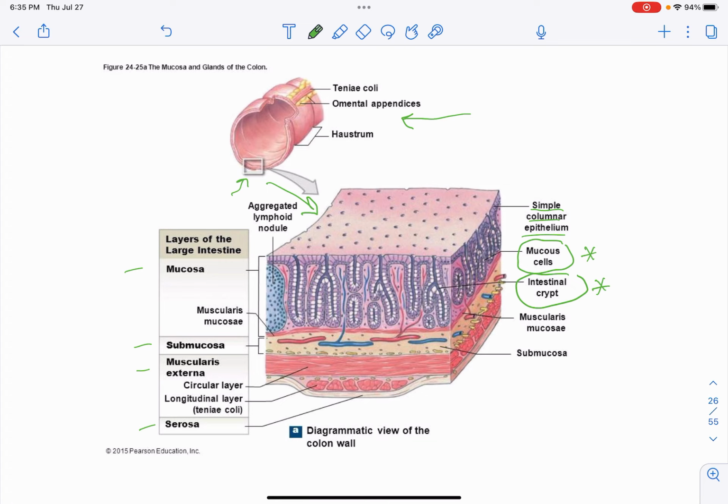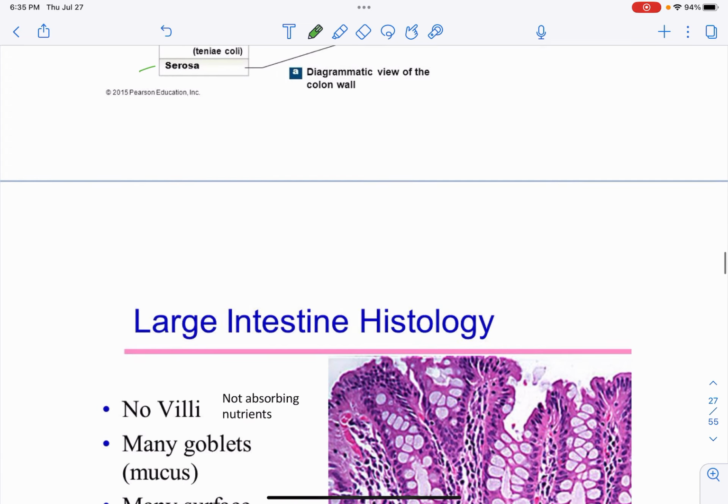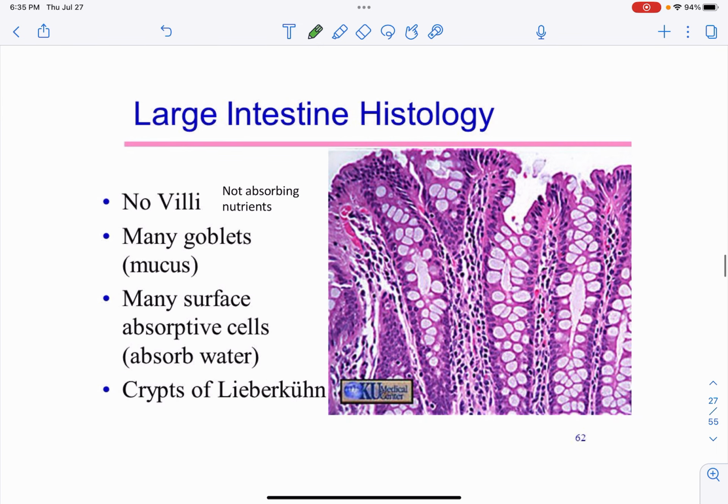Let me show you what the actual histology looks like. So this is a very typical image of the large intestine. You should start to train your brain to identify this immediately, because you see so many goblet cells here. That's what all of these cells right here are. These are goblet cells that are going to be secreting mucus.